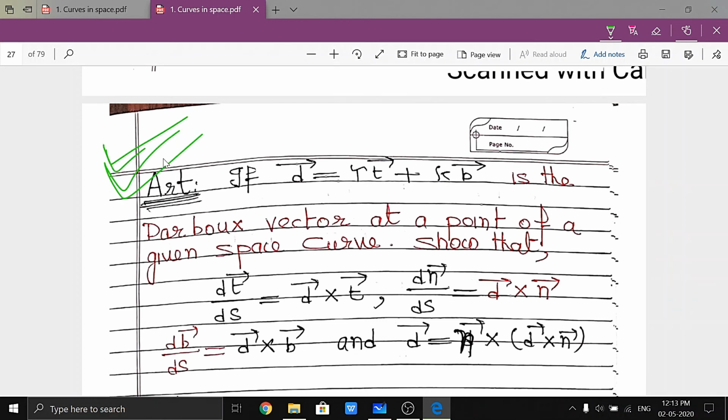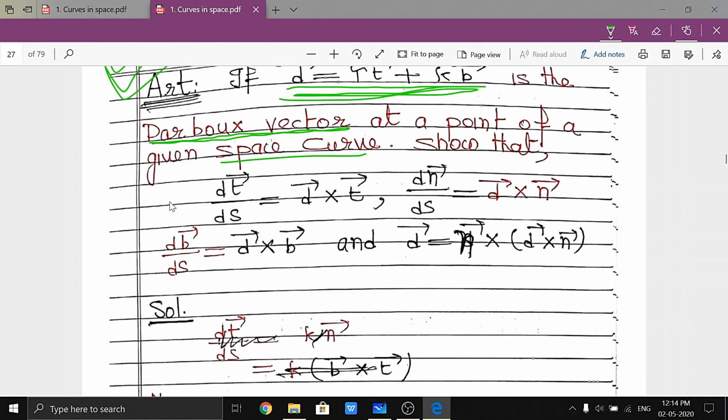Clear? This vector, which is tau t plus kappa b, is called the Darboux vector, at some point in a given space. Then show that result number 1, result number 2, result number 3, and result number 4. And remember it. Clear? So we will prove left hand side equals right hand side.